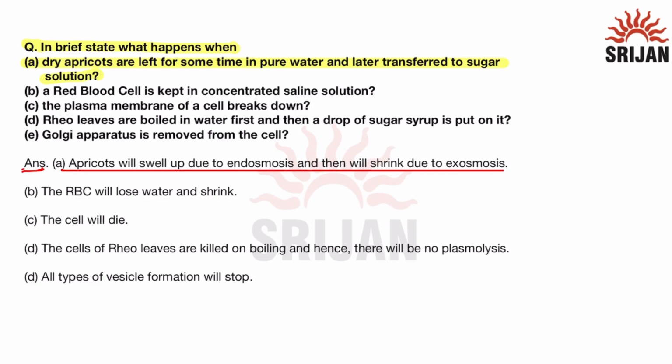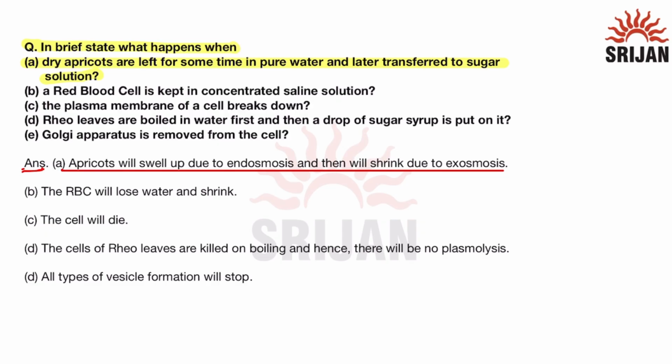So when apricots are left in pure water, the water inside apricots is less and the water outside in the medium is more. So osmosis will take place and water will move from higher concentration to lower concentration. So water will move from the medium into the apricots. So that is why apricots will swell up due to the water being filled in them. And this process through which the water is coming into the cell is known as endoosmosis.